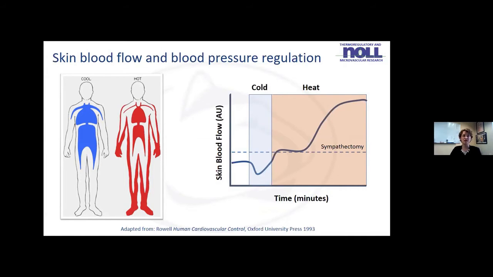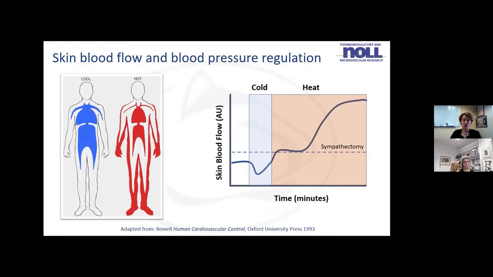So here in this figure, we have skin blood flow along our y-axis and time in minutes along our x-axis. And what you can see is that during a time of cold stress, we see a profound vasoconstriction, whereupon we then see a period of heat stress where we see this release of vasoconstriction, and then a threshold where the active vasodilator system ensues.